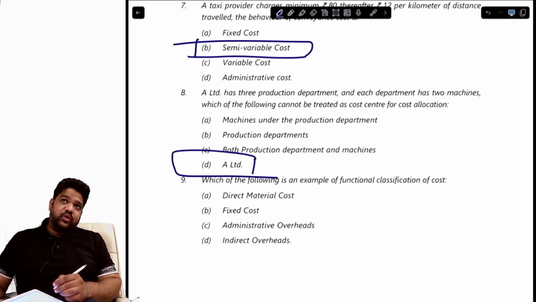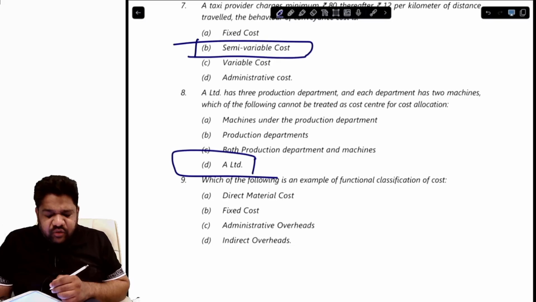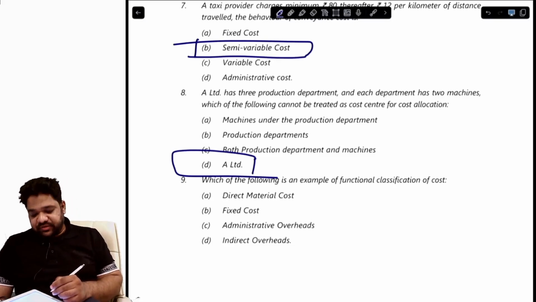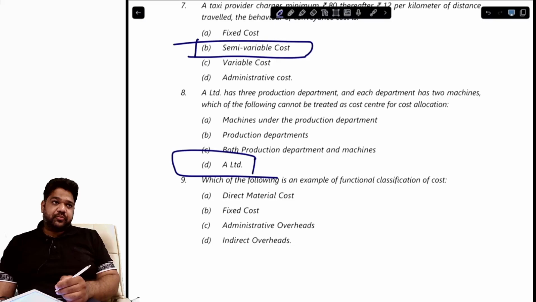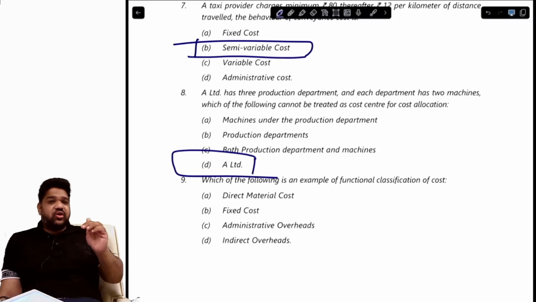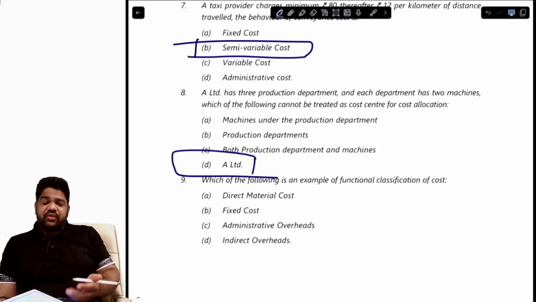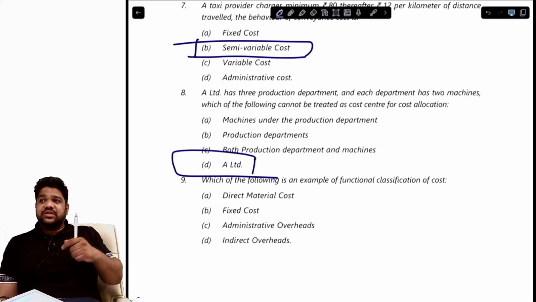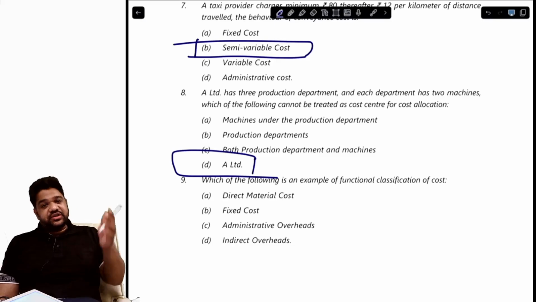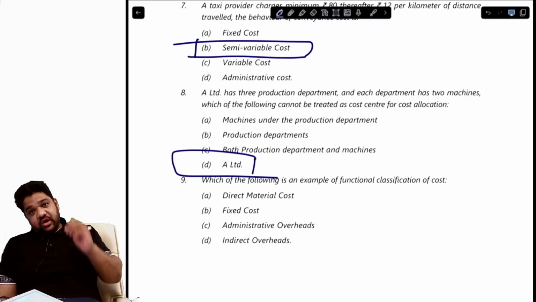Now, you have classifications of costs, a variety of classifications. One of the classifications is the functional classification. As the name suggests, the functional classification defines the cost as per the functions an organization performs. What are functions that an organization performs? Sales is a function, production is a function, HR is a function, marketing is a function, finance is a function, all of these.